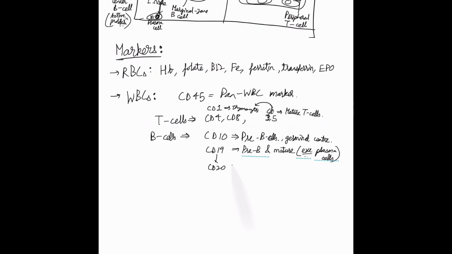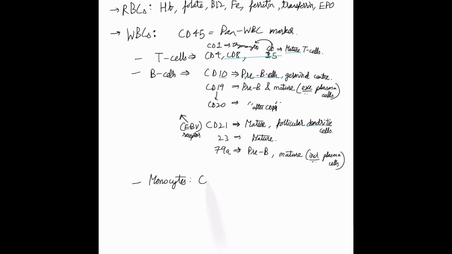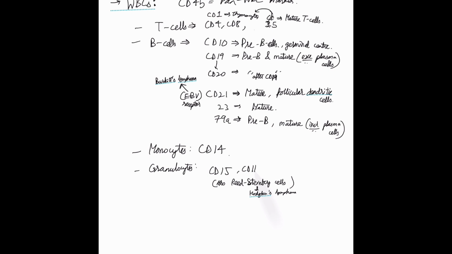We then have B cells, in which CD10 represents pre-B cells and the germinal center B cells. CD19 represents pre-B and mature B cells except the plasma cells. All cells expressing CD19 go on to express CD20 later on as they mature. CD21 is seen in mature and follicular dendritic cells. 23 is found only in mature cells, and 79A is found in pre-B and all mature cells including plasma cells. Monocytes express CD14, granulocytes express CD15, and before that, the Epstein-Barr virus receptor CD21 is highly overexpressed in Burkitt's lymphoma.